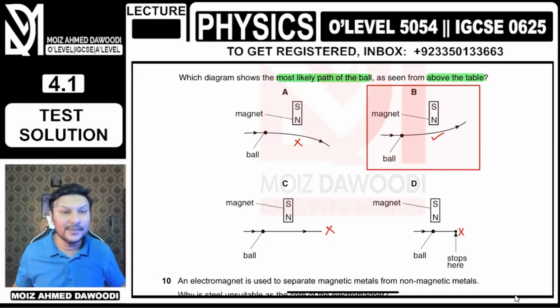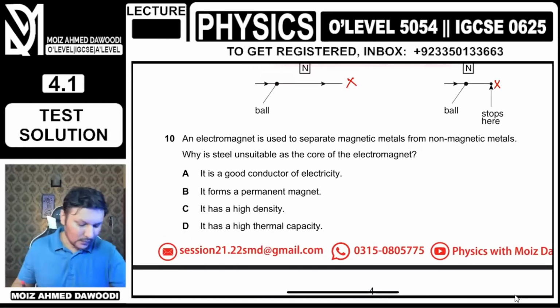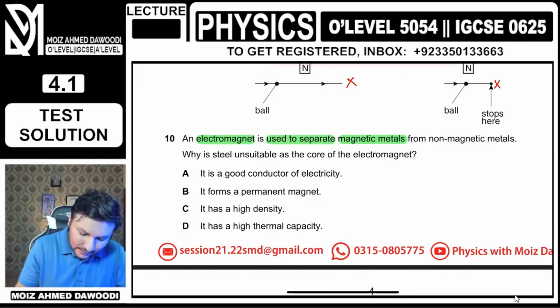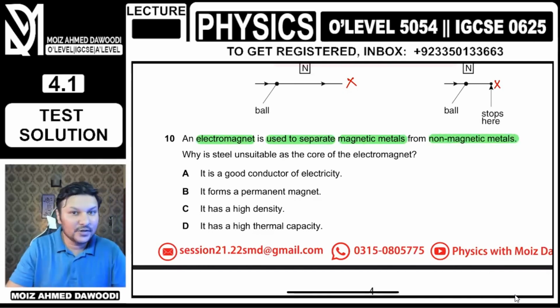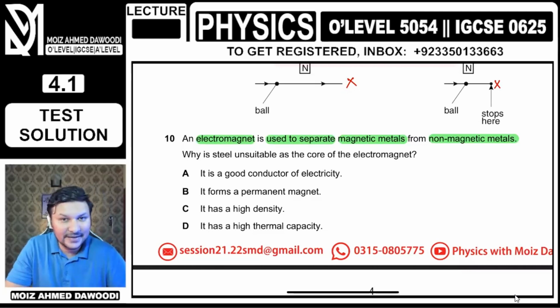In that way, B is the correct answer. Now, last MCQ. An electromagnet is used to separate magnetic material from non-magnetic material. He's talking about electromagnet, which is a temporary magnet. So how do we separate magnetic material from non-magnetic material using electromagnet?